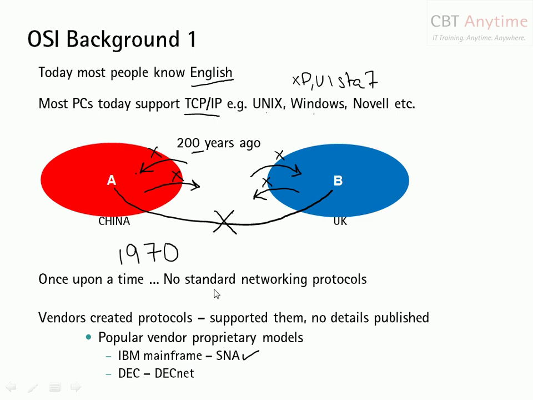Similarly, you had DEC. DEC had created their own protocol known as DECnet, but it was a closely guarded secret back in those days. I don't know if most of you have heard the phrase locked into a single vendor solution. That's what used to happen in early networking days. If you bought an IBM, you always had to keep buying IBM because only IBM PCs could speak to IBM and only DEC PCs could speak to DEC. In these circumstances, the end user suffered.